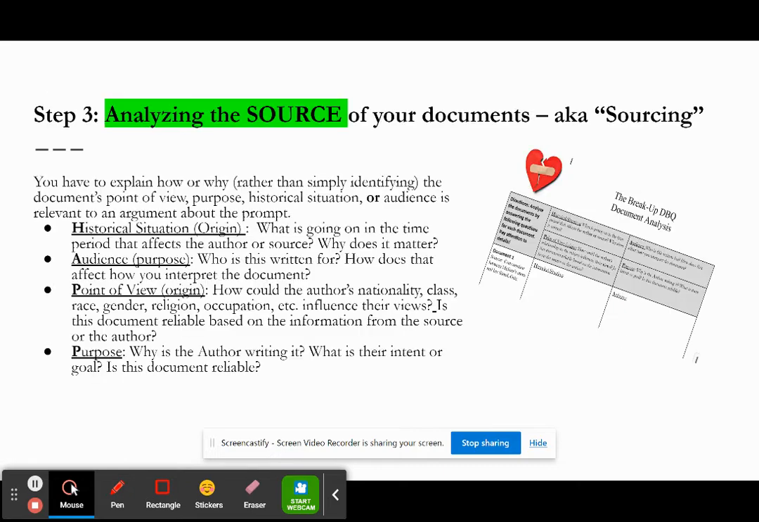Step 3 is called sourcing, which is analyzing your source. You have to explain how or why the document's point of view, purpose, historical situation, or audience is relative to an argument about the prompt.